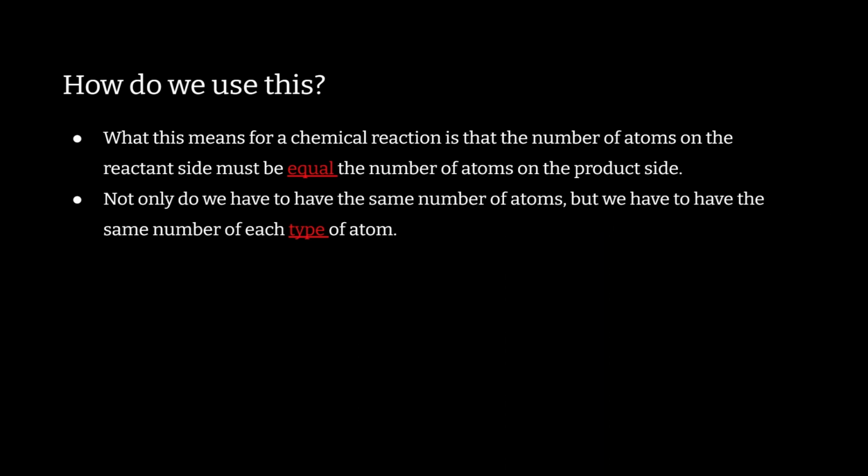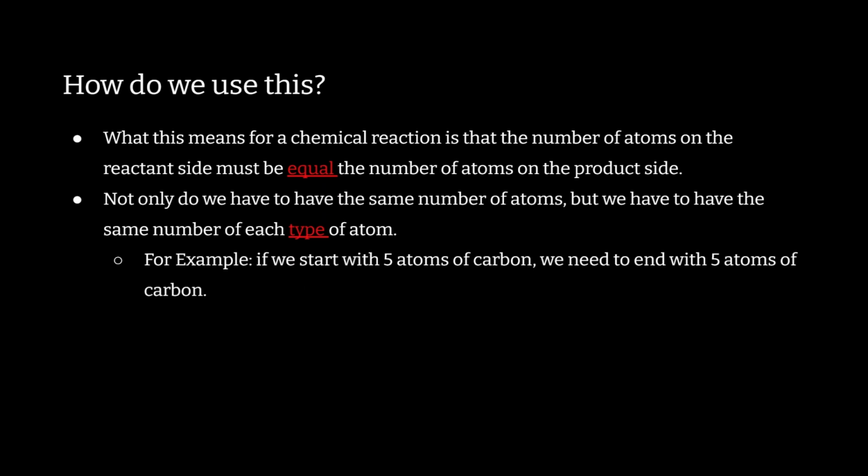So, not only do we have to have the same number of atoms, but we also have the same number of each type of atom. So, if I start with 5 silver atoms, I need to end with also 5 silver atoms. So if we start with 5 atoms of carbon, we need to end with 5 atoms of carbon.